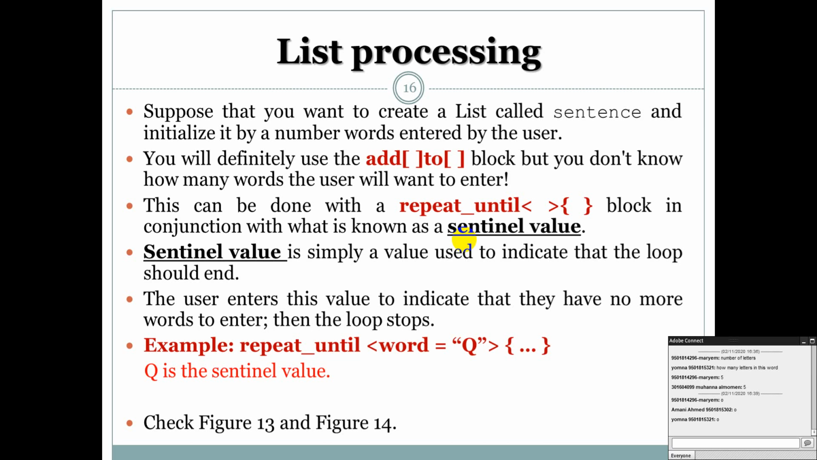For example, you go on entering values and adding them to the list. Once you enter a particular value, for example q, at this time stop the loop, stop adding to the list. So this q becomes the sentinel value. A sentinel value is a value that stops the loop. So we can use some sentinel value here to end the loop.